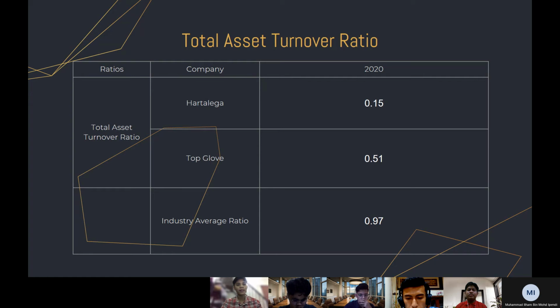As we can see here, the industry average ratio is 0.97 and the total asset turnover for Hartalega is 0.15 and for Top Glove is 0.51. We can see that Top Glove has a higher ratio and is closest to the industry total asset turnover. This is the proof that they have proper and effective assets management compared to Hartalega.